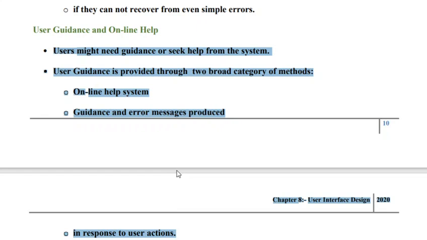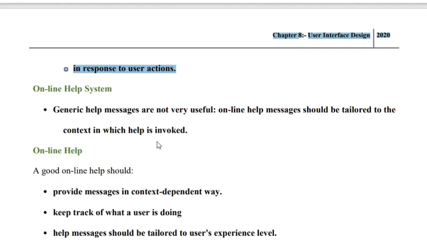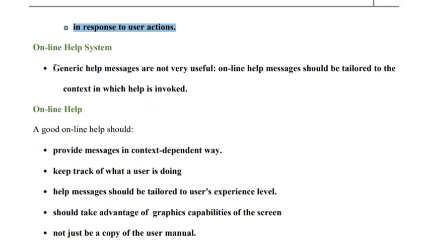You can have a help file associated with each software system that enables one to use the software system, or associated with each action there might be several prompts that provide feedback to the customer. Now online help, right? Generic help messages are not very useful. Online help messages should be tailored to the context in which help is invoked.